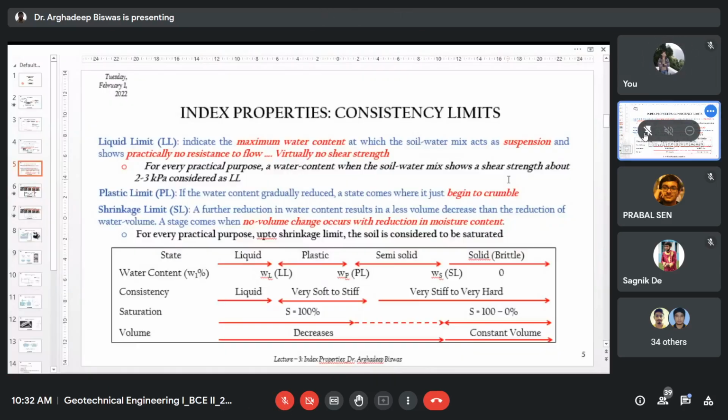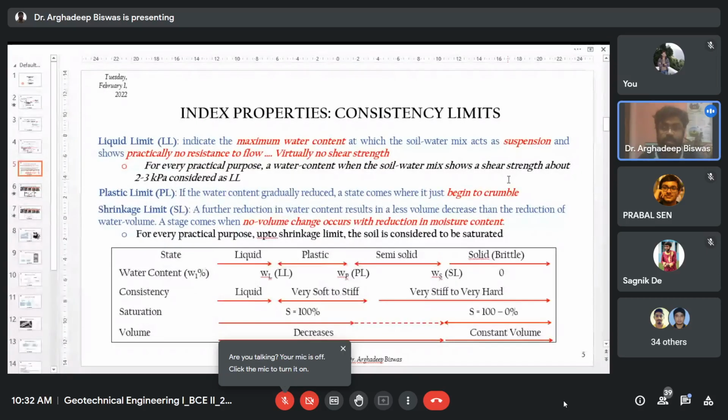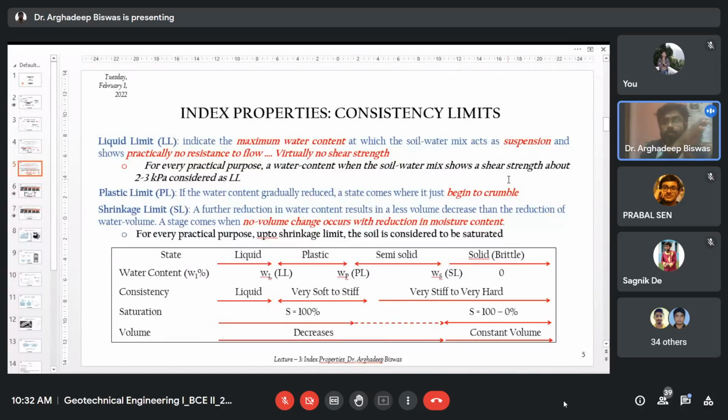Okay. Now the plastic limit implies that if the water content is gradually reduced, a state comes when the soil just begins to crumble. That means when you are trying to remold it, if you are trying to make a thread on that moist soil, at some stage it will start to crumble, or it will start to crack and break down. That is the point called the plastic limit water content.